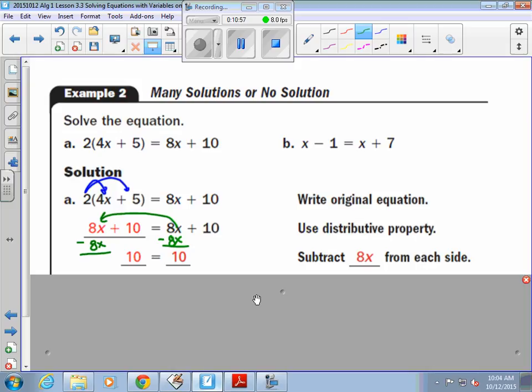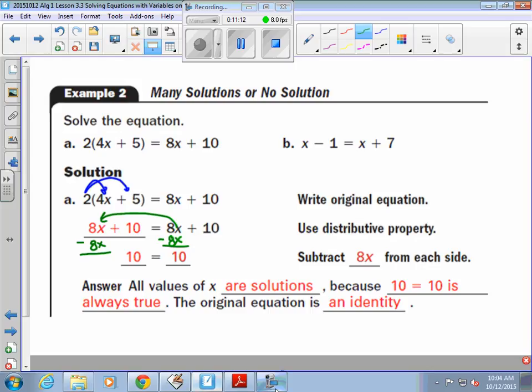The way you determine if it's none or all of them is, do you have a true statement? Is 10 equal to 10? Yes, 10 is in fact equal to 10. So it'll be all real solutions. So the answer is all values of x are solutions, because you're going to plug in the same value on both sides. It doesn't matter if you plug in 1 on both sides. It doesn't matter if you plug in 100 on both sides. It doesn't matter if you plug in negative a million on both sides. It'll still be a true statement because the variable will be eliminated. This problem is always true, therefore it is an identity. A is an example of an identity.